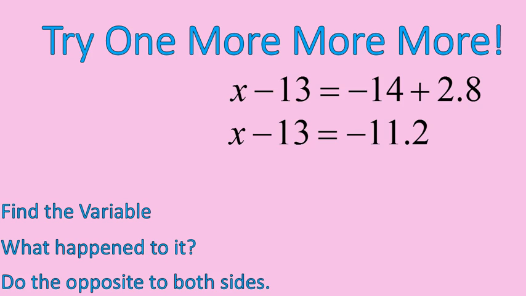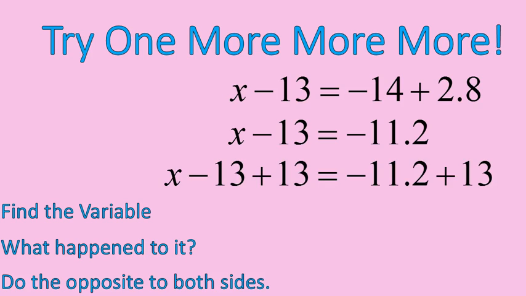I find my variable, x. I ask myself what is connected to x, and that is minus 13. That's what happened to x. We subtracted 13 from it. So I'm going to do the opposite. In other words, I'm going to add 13 to both sides of this equation. Negative 13 plus 13 gives me 0. So x is left by itself on the left side of the equation, and negative 11.2 plus 13 gives me positive 1.8. That is how I would solve this.